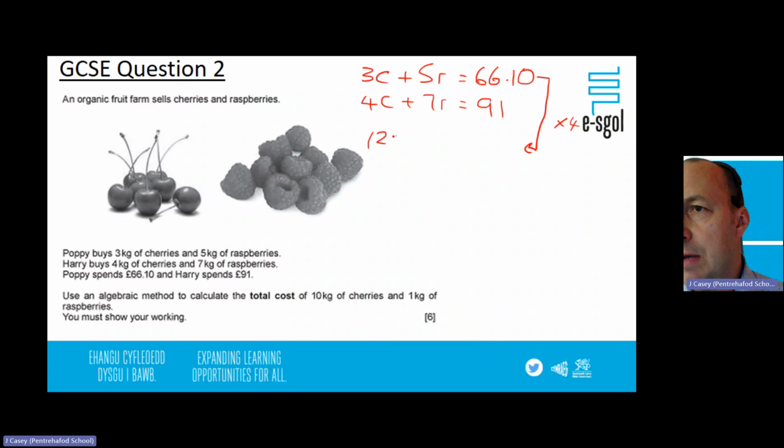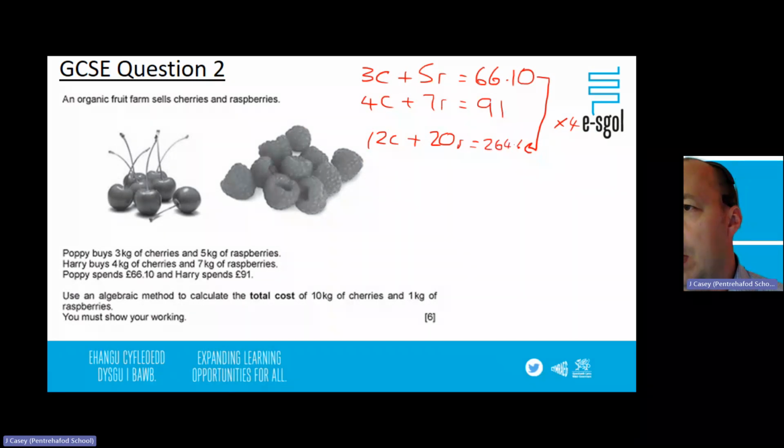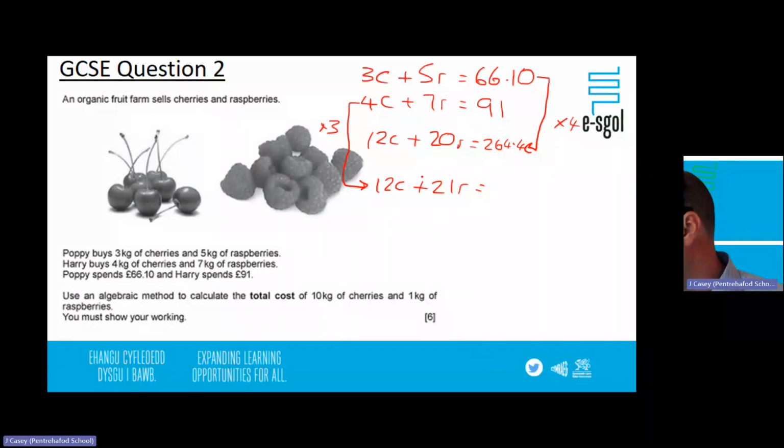So that becomes 12C plus 20R, and 66.1 times 4, I worked this out on a bit of paper earlier, is 264.4. In money, of course, that would be £264.40. This one, I'm going to times that by 3. So that becomes 12C plus 21R, and then we're doing 91 times 3, which is 273.